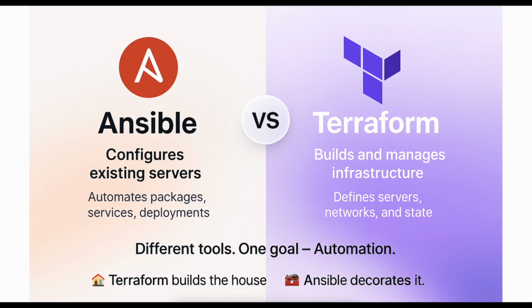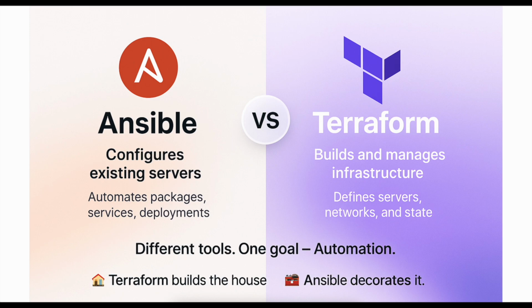One more key difference is that Terraform keeps track of everything it builds using a state file. That means it knows what already exists, what needs to be updated, and what can be destroyed, making infrastructure changes predictable and safe. So, even though both tools deal with automation, they operate at different layers. Terraform focuses on building the environment, Ansible focuses on configuring it. Think of it like this: Terraform builds the house and Ansible decorates it.